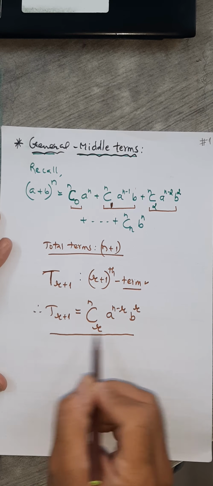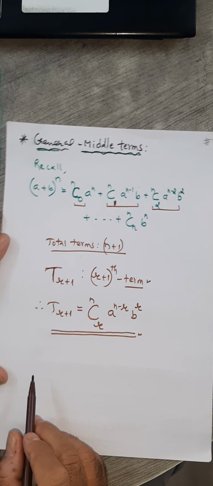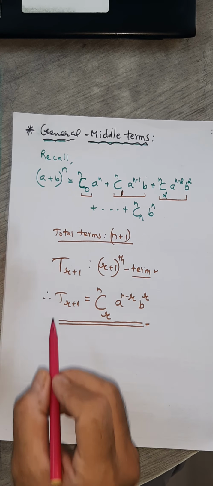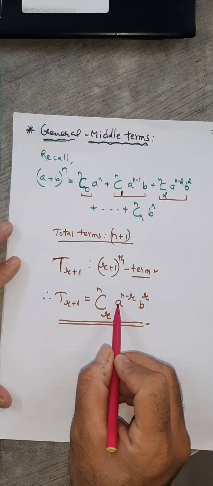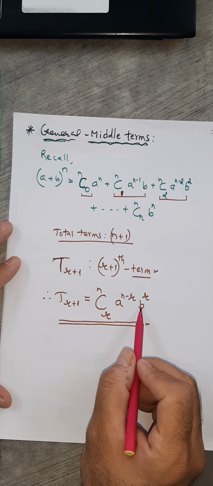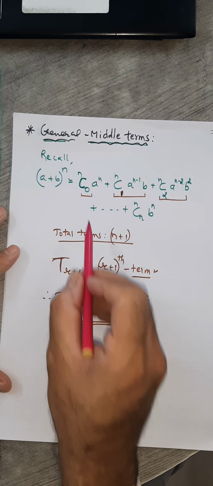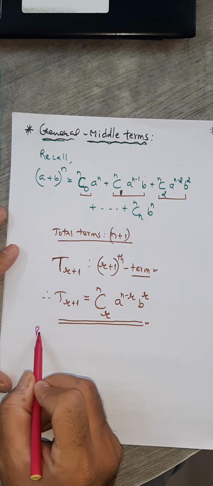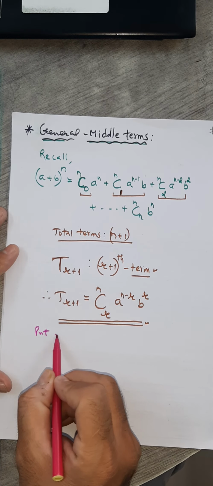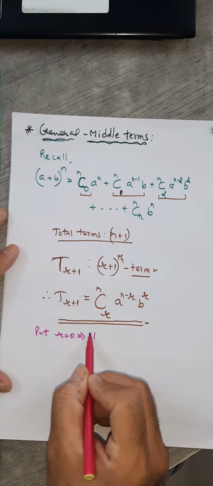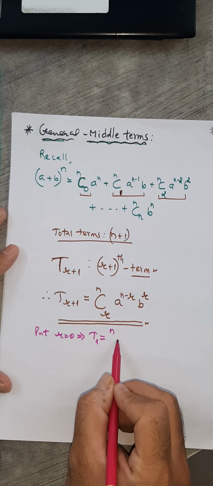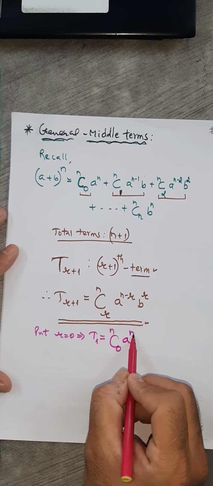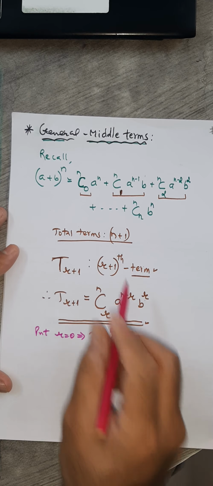So this is the formula or expression for which term? The r plus 1th term, remember. nCr into a raised to n minus r into b raised to r. If you want the first term, put r equals 0. If I put r equals 0, you will get the first term, this one. So what I'll get is T1, which is nC0 a raised to n minus 0, that is n, b raised to 0, that is 1. So you see, you are getting this first term.